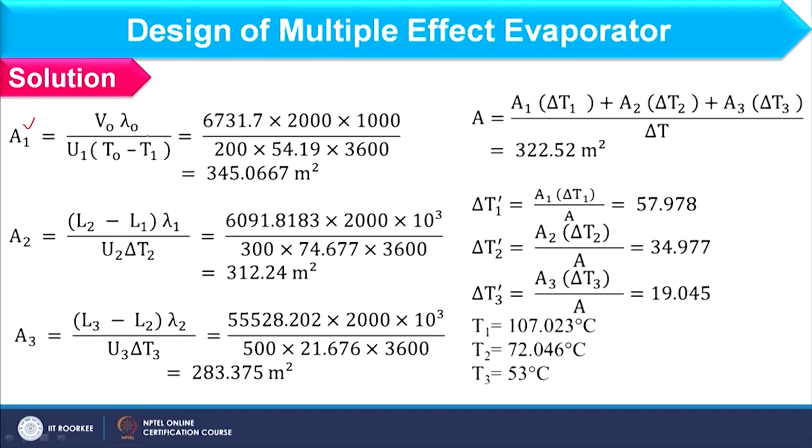Here I am having area A1 for first effect, and that should be equal to V naught lambda naught, that is basically the Q1, divided by U1 (T naught minus T1). Okay. So, you know all parameters. V naught should be given as kg per second when I am considering this balance, right. So, here it should be considered in seconds. And lambda naught is given with a factor of 1000 because this is available in kilojoule, right, and 200 is the U1 value which is available in watt per meter square degree Celsius.